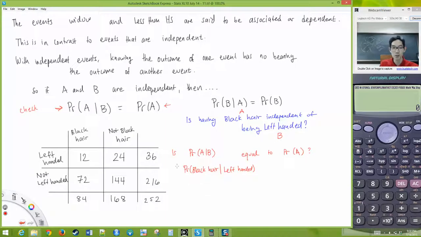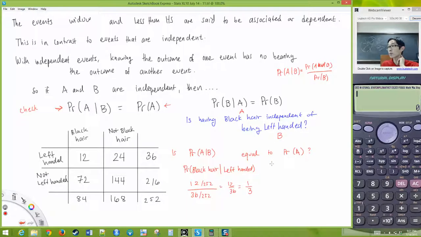Maybe I'll write over here, probability of A given B is equal to the probability of A and B divided by the probability of B, right? On top I would write probability of black hair and left-handed, what's that? 12 out of 252. On the bottom I would have probability of left-handed, which is 36 out of 252. So this just becomes 12 out of 36, or one-third.